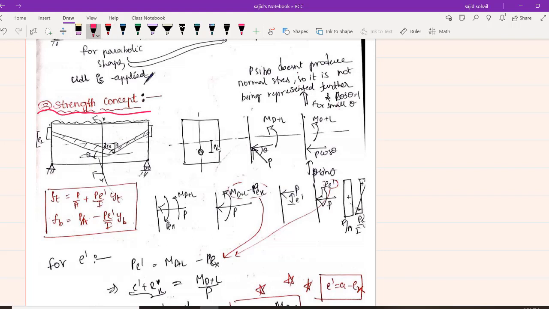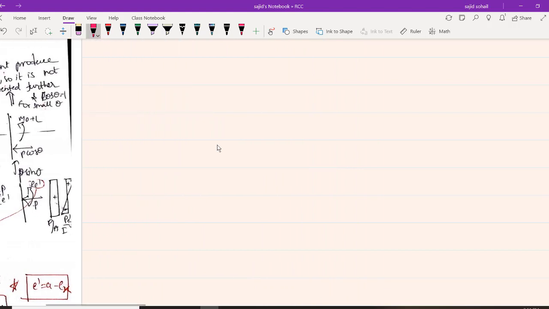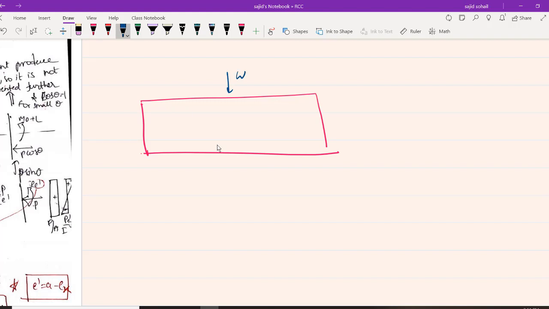Now let us see the next concept, which is the strength concept. This is also called the C line concept, P line concept, or thrust line concept. Very simple, there is nothing much. Let us try to understand how to analyze a beam using this P line concept. But first let us understand what is the concept behind this. Let us say there is a load W acting, and I have a tendon something like this.